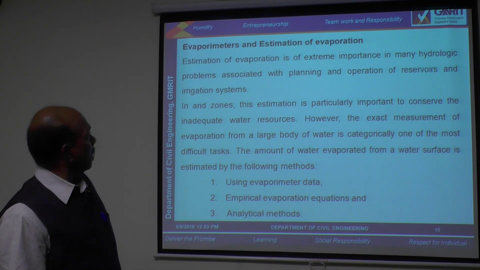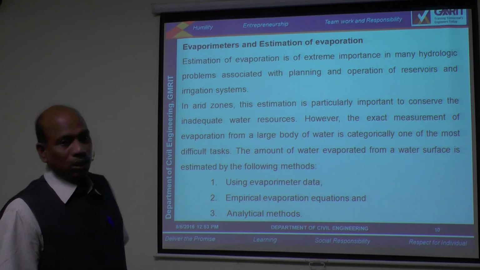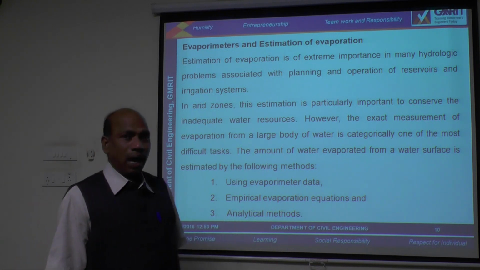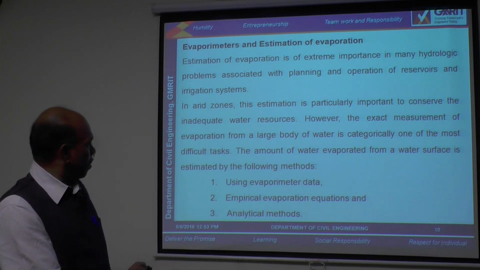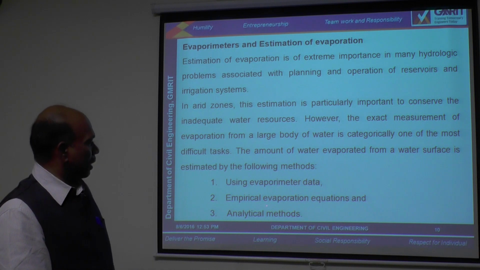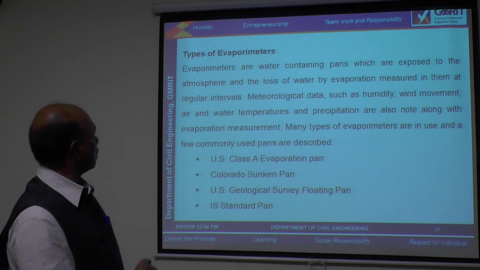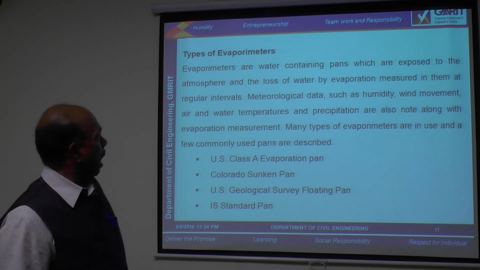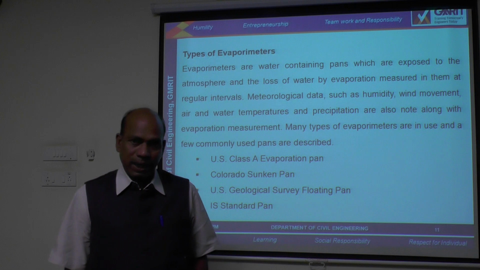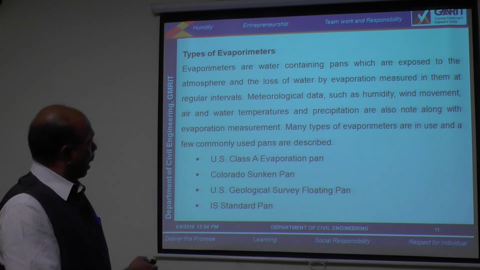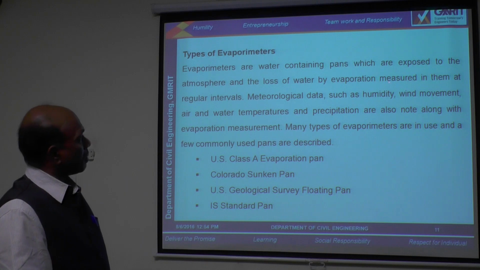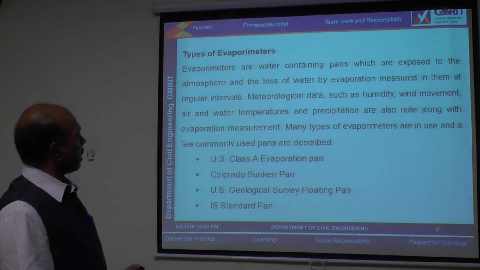Then evaporation and estimation of evaporation. These two are the important heads in hydrological studies. The evaporation is estimated by using evaporimeters, empirical equations and analytical equations. So what is an evaporimeter? Evaporimeters are water-containing pans which are exposed to the atmosphere, and the loss of water by evaporation is measured in them at regular intervals.